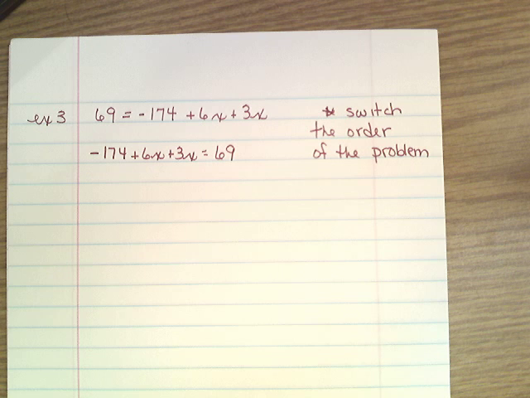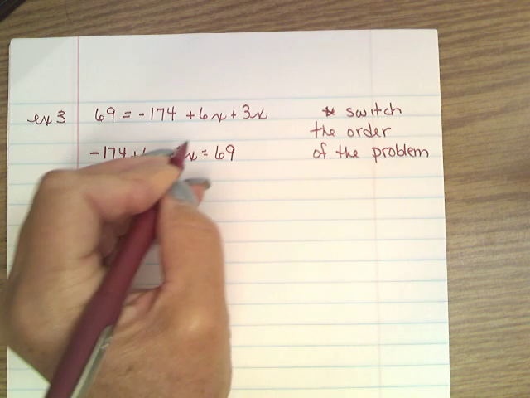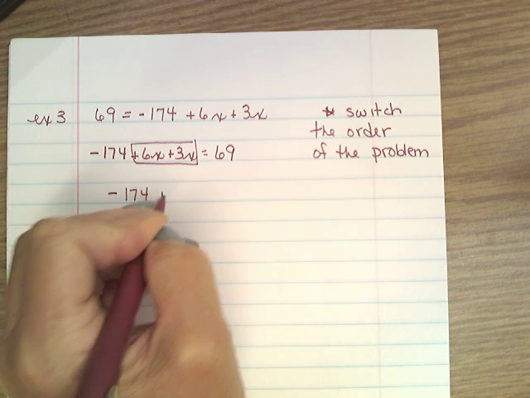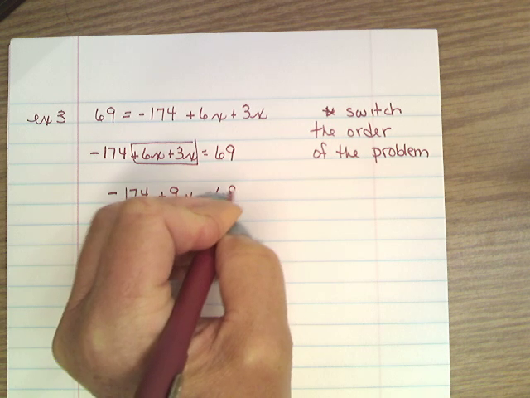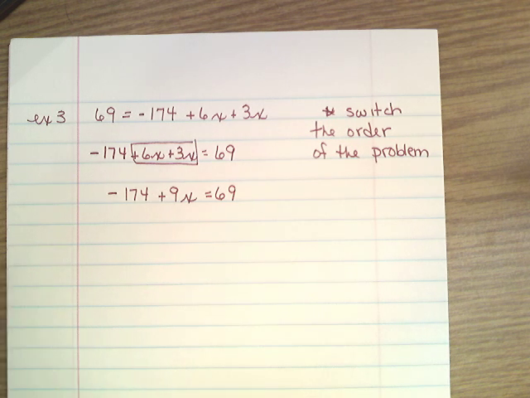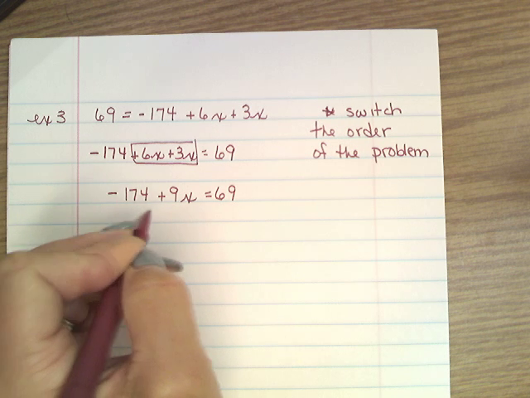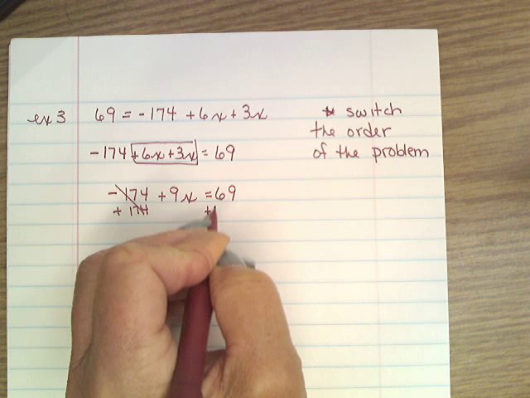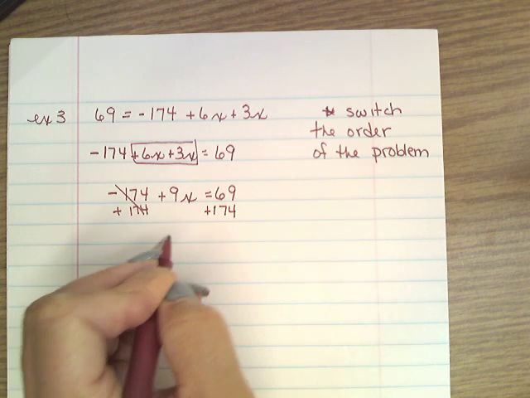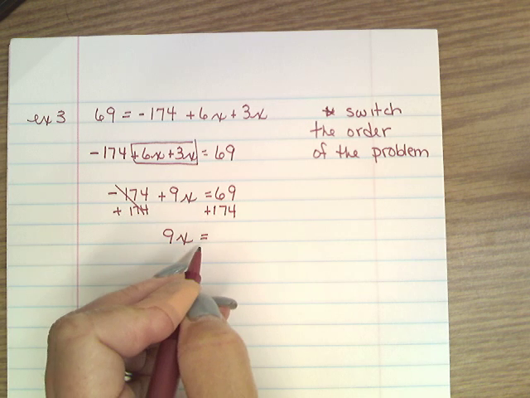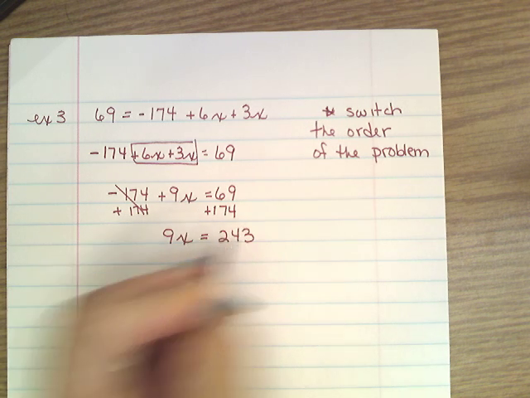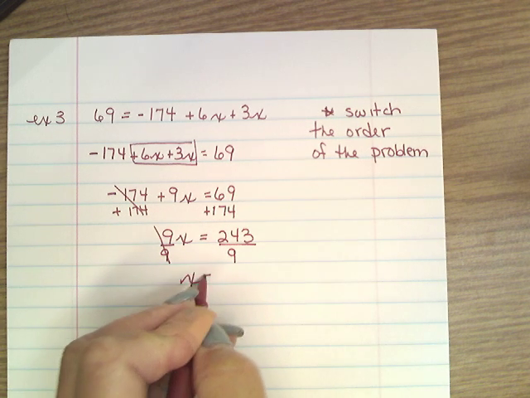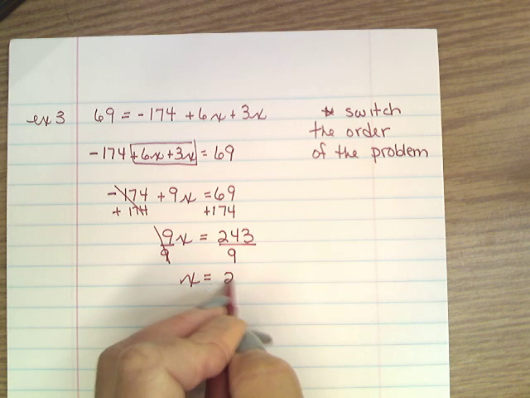Be careful not to drop any negative signs. All right, combine like terms. So I have negative 174 plus 9x equals 69. I'm going to move the 174 by adding its opposite. Remember, the whole thing is to isolate that variable. 9x equals 243. Divide by 9, divide by 9. X is equal to 27.